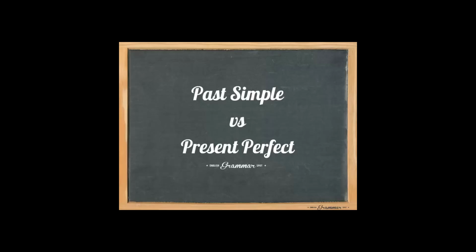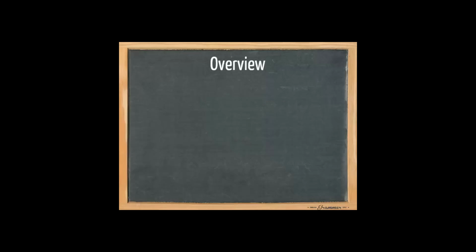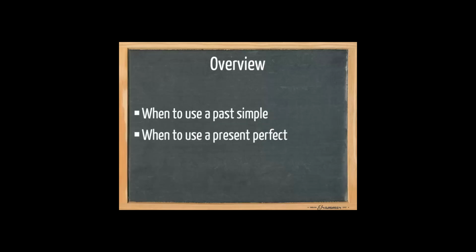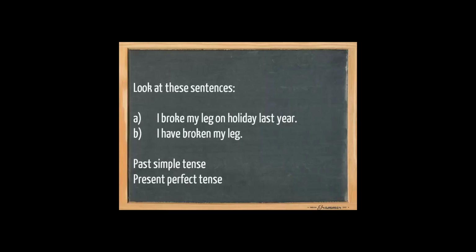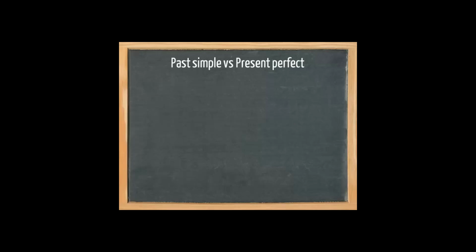Welcome to English Grammar Spot. This lesson is about the difference between the past simple and the present perfect. I'm going to show you when to use a past simple and when to use a present perfect, and more important, how to keep them apart. Take a look at these sentences. I broke my leg on holiday last year. I've broken my leg. The first sentence is in the past simple tense. The second sentence is in the present perfect tense.